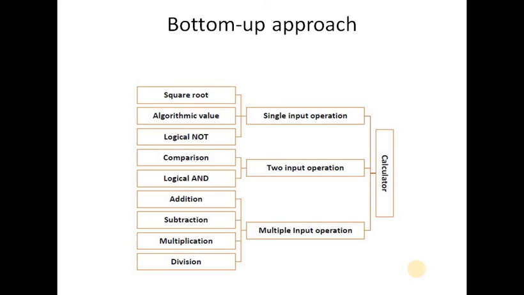So let us look at the components of a calculator program. We can see all the parameters here: square root, algorithmic values, logical not, comparison, logical and, addition. These are the operations at the bottom: addition, subtraction, multiplication and division. We categorize them into single input operations, two input operations and multiple input operations. These are connected into the calculator entity.